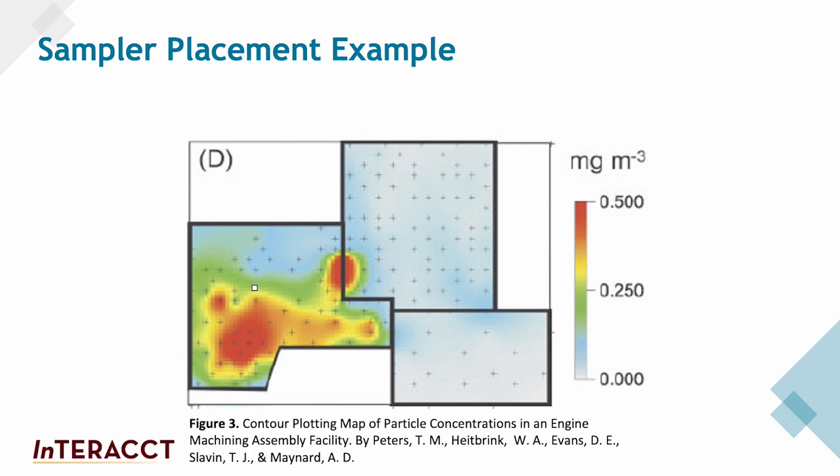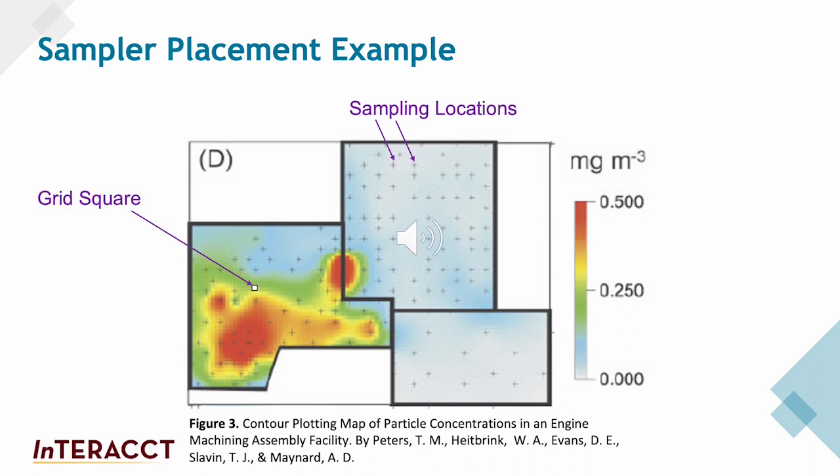As an example, here is a study by Peters et al. of mapping of ultrafine particle concentration in an engine machining assembly facility. Notice that the sample locations are given in crosses throughout this area. And notice that the sampling locations are not located on a uniformly spaced grid throughout the sampling area. For example, they can be clustered in areas where it is expected that the concentration will change dramatically, compared to greater space between them where the concentration is expected to be more uniform spatially.